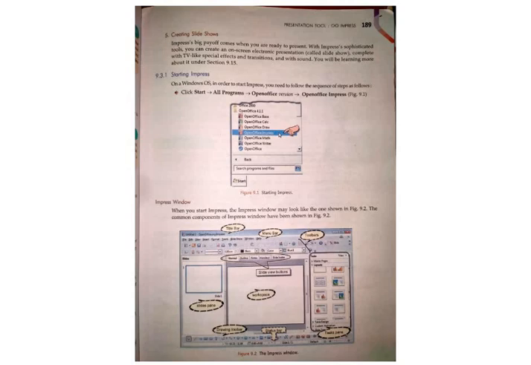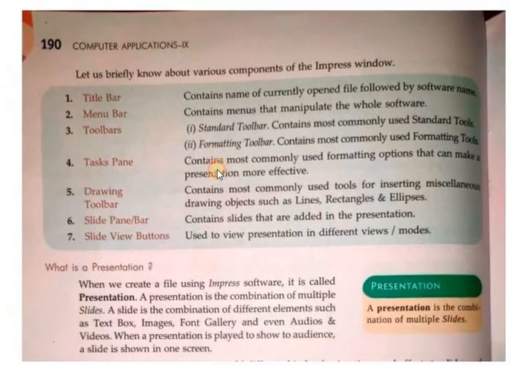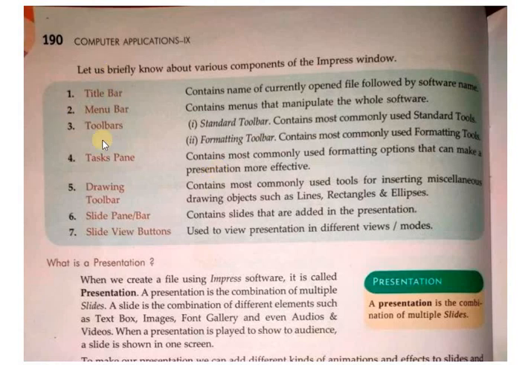So now the next is: what is the title bar, what is the menu bar? The title bar contains the name of the currently open file, whatever the name of your presentation file is, and that is carried on this title bar. And the menu bar contains the menus that manipulate the whole software. There are multiple options available inside the menus which are there to help you, to assist you to create your presentation. Toolbars. By default, two toolbars were there.